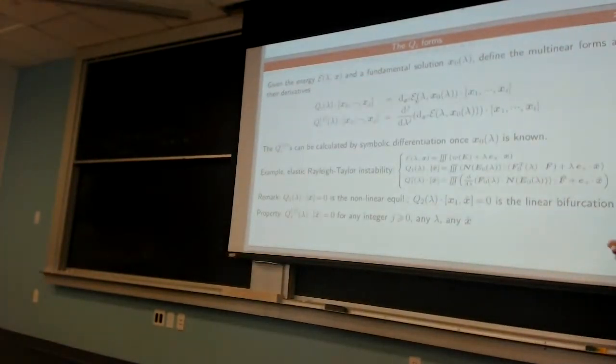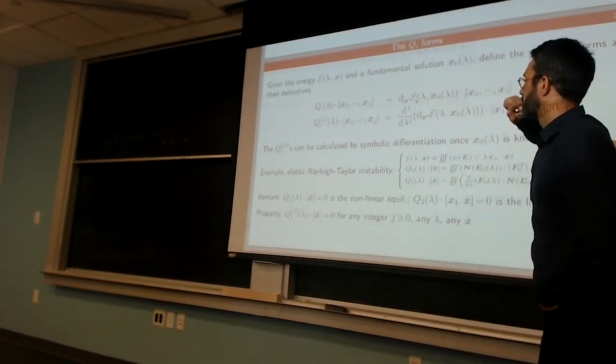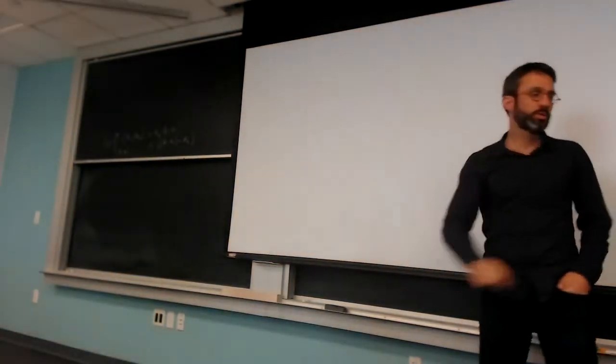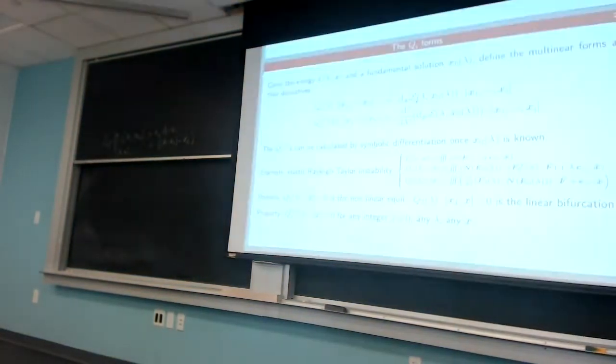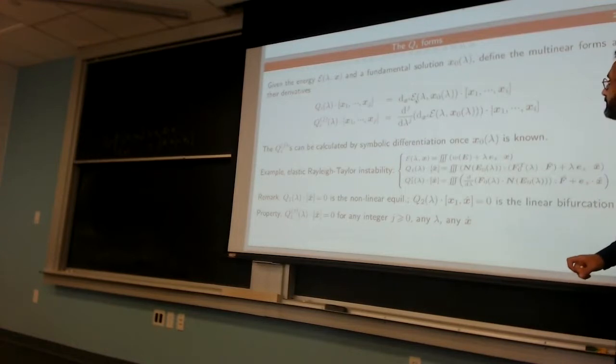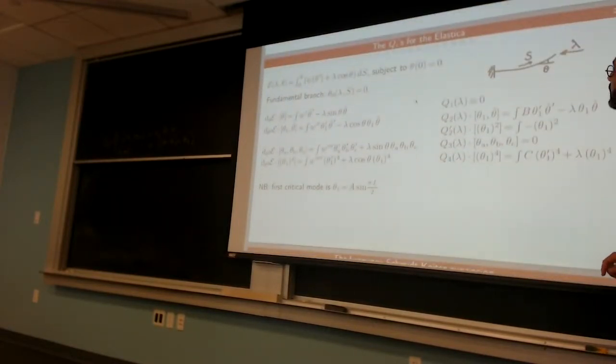So we have these variations of the energy, which again are evaluated on the fundamental branch. That was an example using the Rayleigh-Taylor instability. You remember it's the elastic slab, which is hanging below a rigid plane. So we don't need these for the moment, and I will come back to this later when I need it. So now probably it's a good time to look at this for the elastic gas.